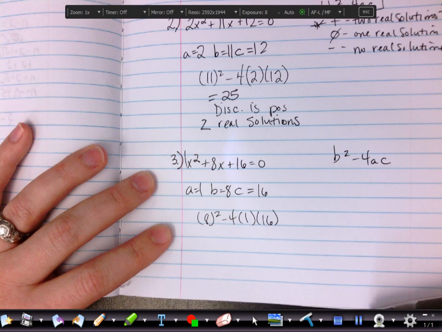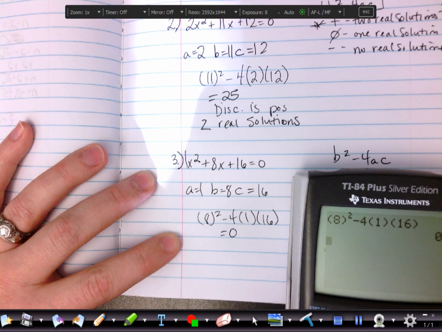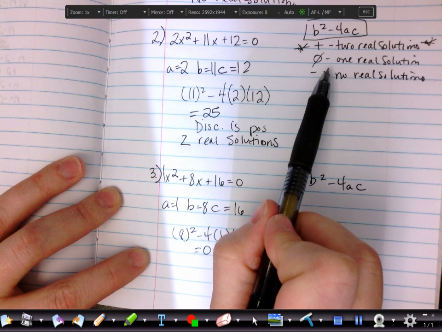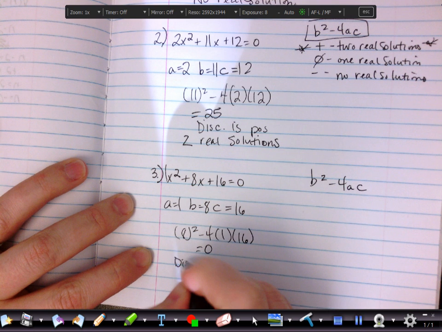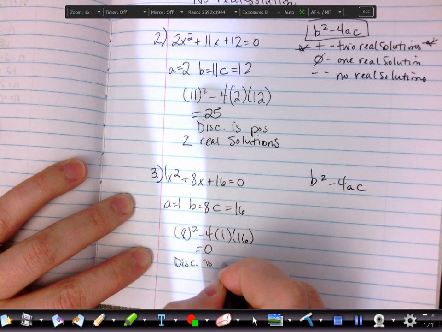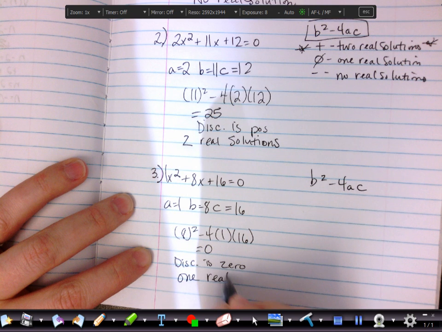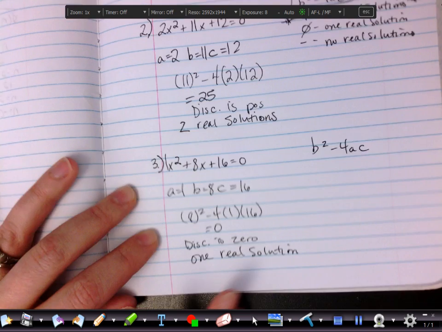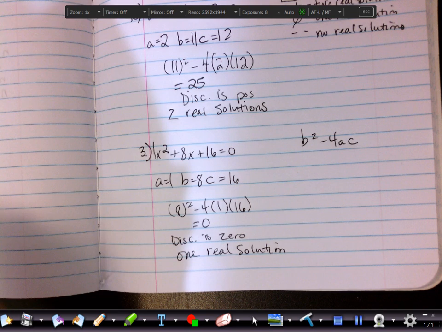And that gives me 0. So this equals 0. I know by referring back up here that when I have 0, it means that I have one real solution. So I'm going to say here discriminant is 0, 1 real solution. Make sure that you have all of that down before you move on. And now we're going to look at plugging the discriminant into the quadratic formula.